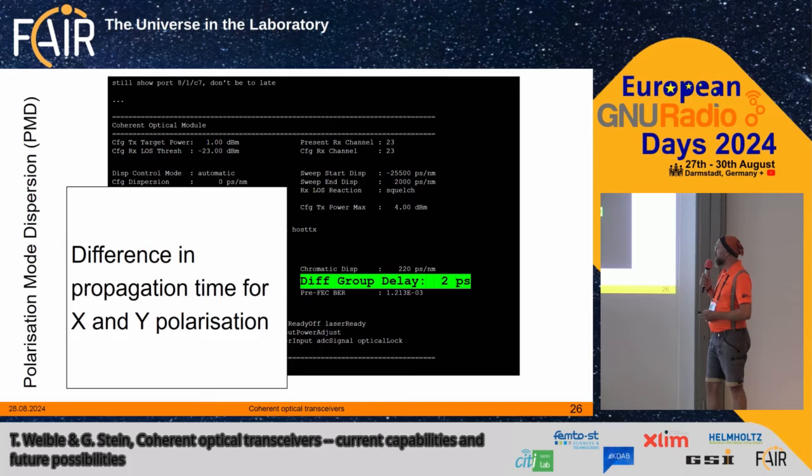Beside the chromatic dispersion, as Gerhard mentioned, we now have 2 polarization planes, the X and Y plane, and the velocity of the light between those 2 planes can differ. This is the differential group delay, or polarization mode dispersion, and we also measure it in picoseconds. This link had a delay of 2 picoseconds, and we are able to compensate up to 10 picoseconds with the module, but not more.